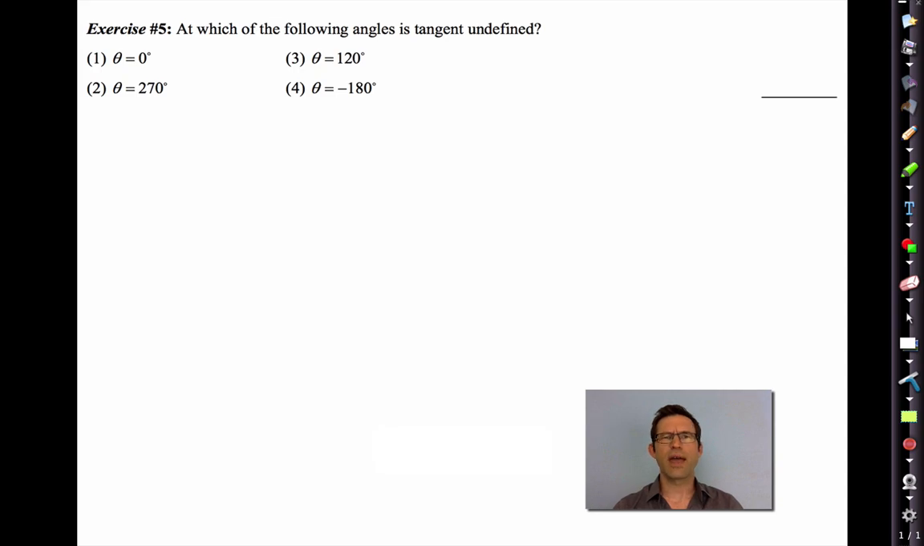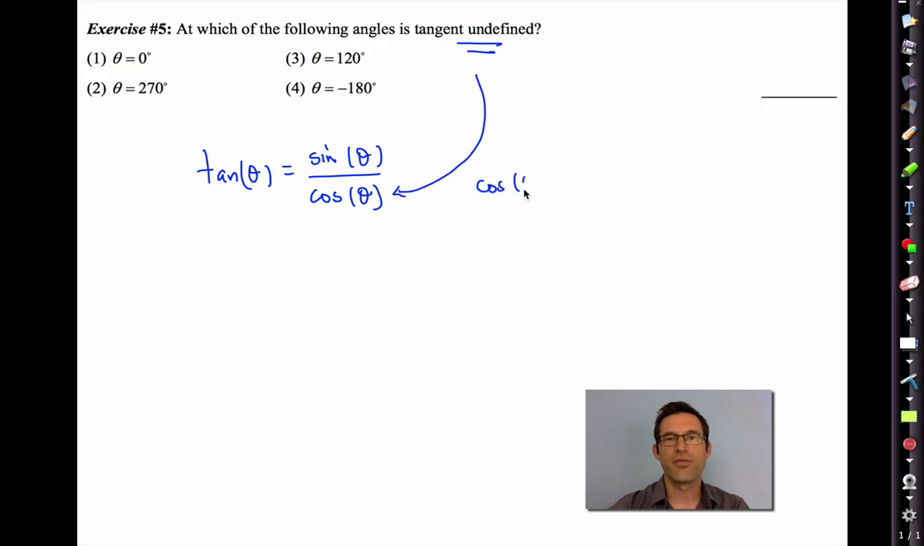Exercise 5. At which of the following angles is tangent undefined? So this is kind of a follow-up to the last problem. I'd like you to play around with this. All right? Okay, I like this problem because it brings a lot of things together that we've worked on over the span of this unit, even though it's a multiple choice problem. All right, here's tangent. For tangent to be undefined, the cosine of theta must be equal to 0. But that 0 is the x-coordinate on the unit circle.